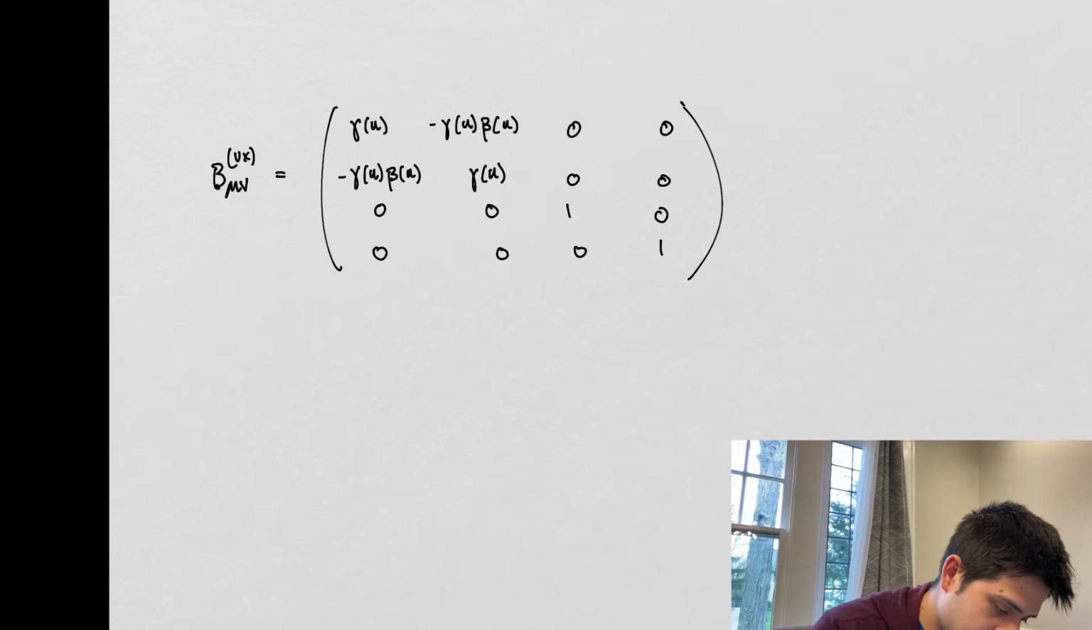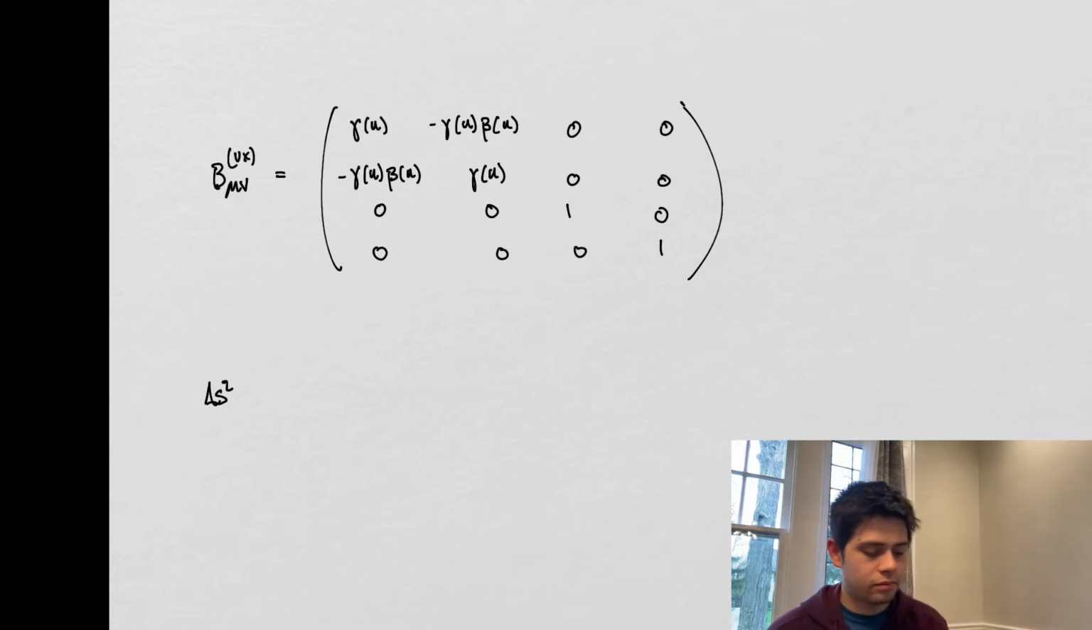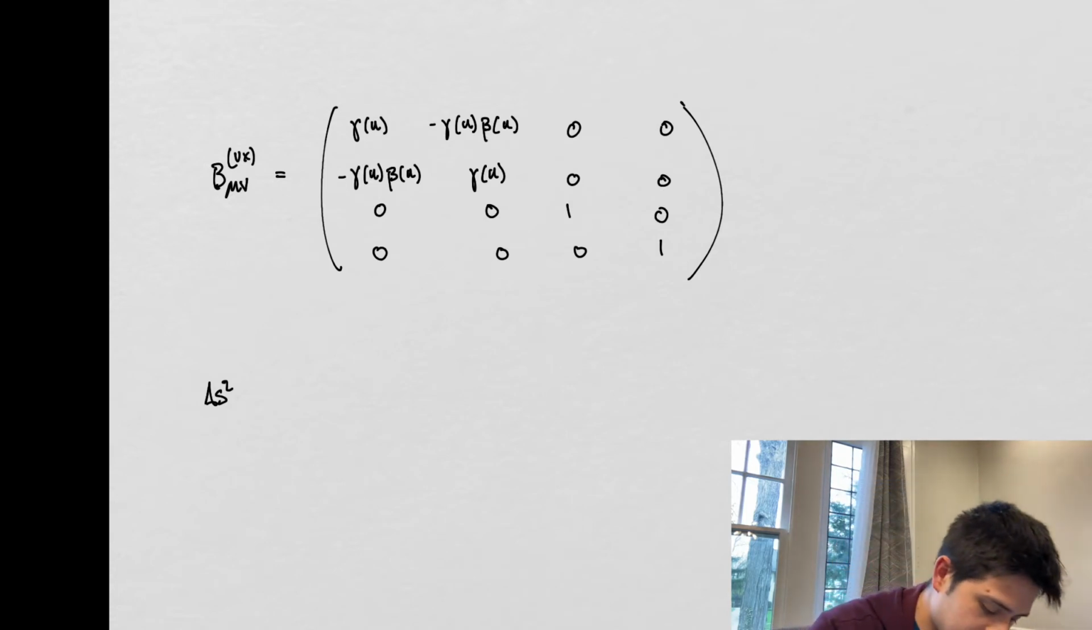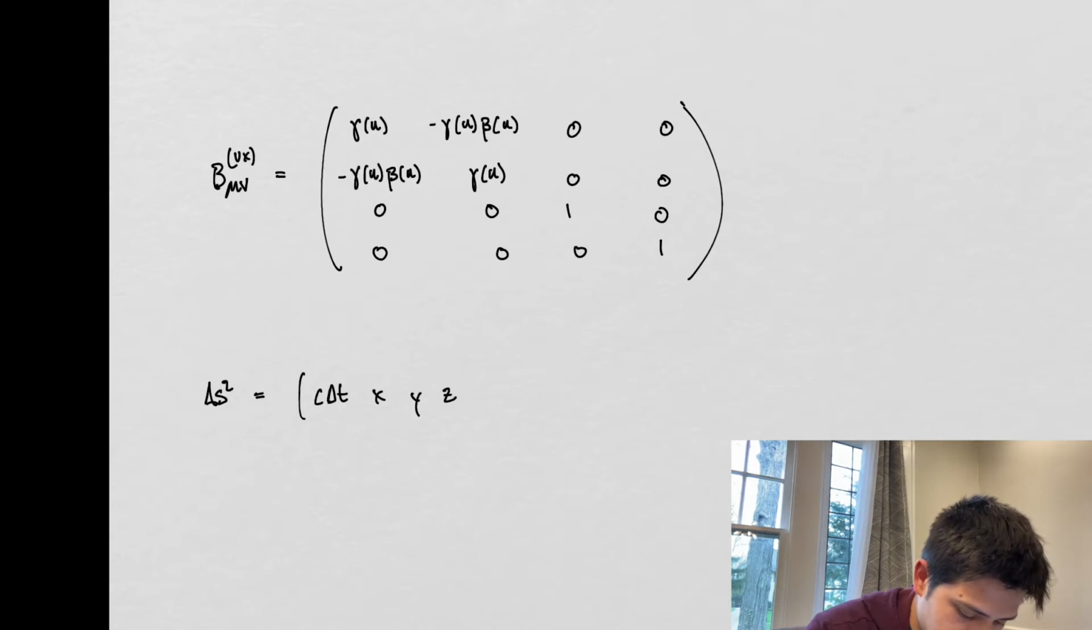What we want to do is, if we recall delta S, we recall that this is some 4 vector, right? c delta t, x, y, and z, with negative signs on there.